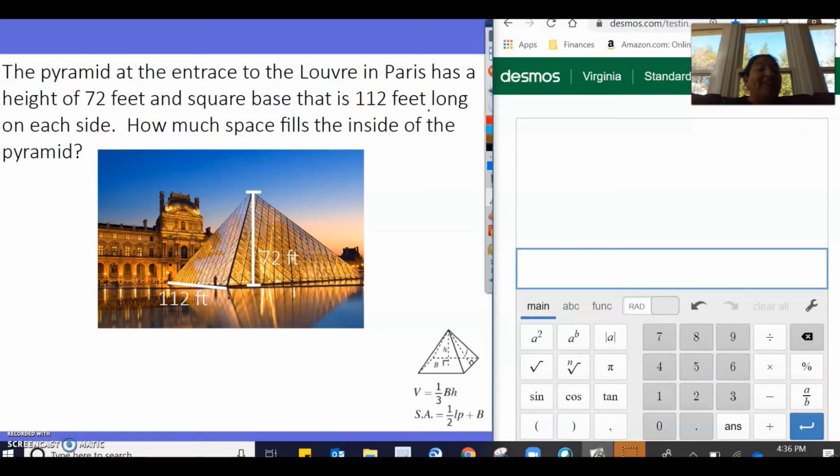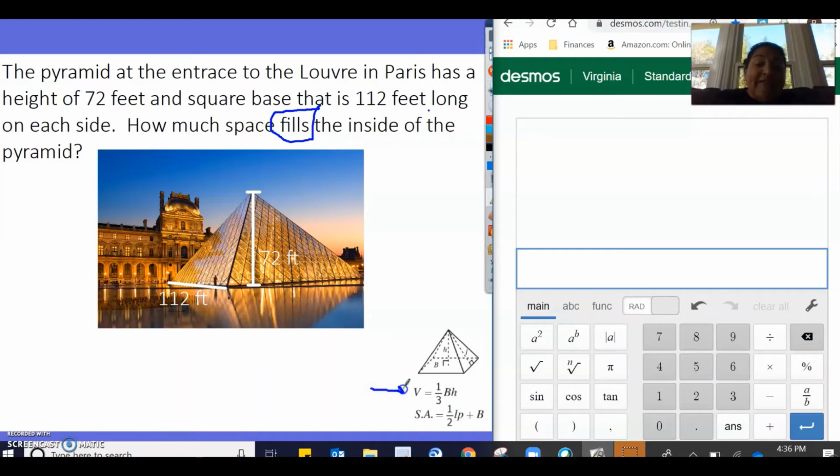The first one says the pyramid at the entrance of the Louvre in Paris has a height of 72 feet and a square base that is 112 feet long on each side. How much space fills the inside of the pyramid? And just like Miss Benson was telling us before, fills is one of those key words. And fill, it's like how much stuff fits in it, how much vomit fits in the Louvre in Paris. It would be a lot.